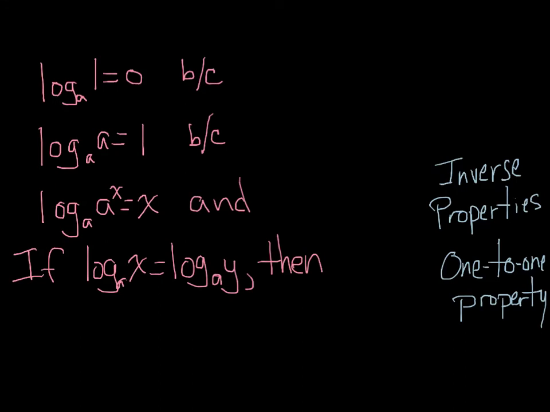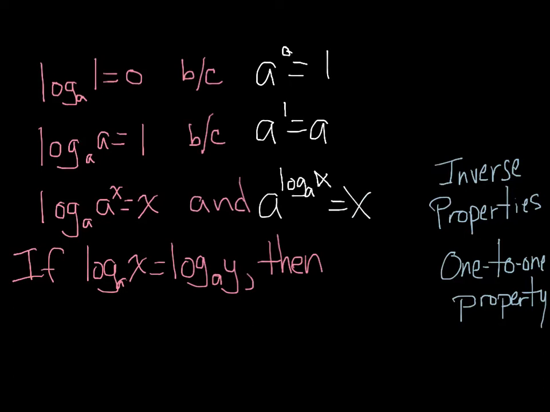Some of the basic characteristics or properties of logarithms are as follows. Log base a of 1 equals 0, well, that's true because a to the 0 power equals 1. Log base a of a equals 1, because a to the first equals a. Log base a of a to the x equals x, and a to the log base a of x equals x. And that's because they're inverses. That's the inverse property here.